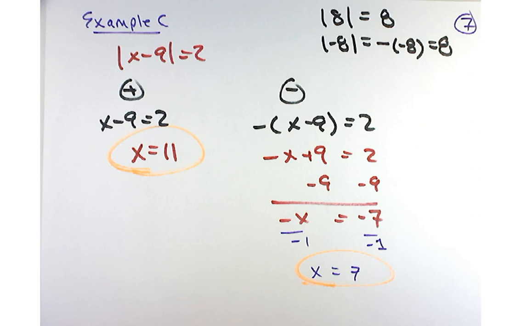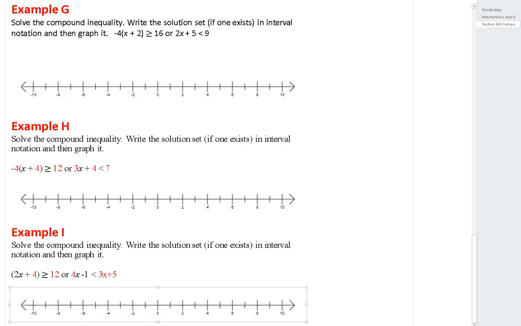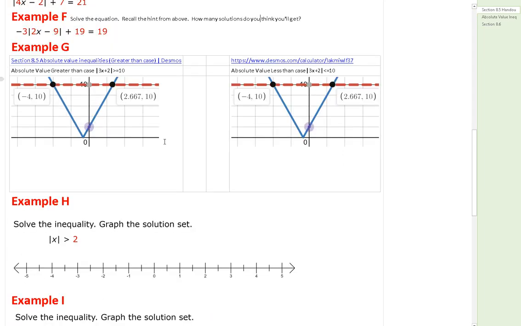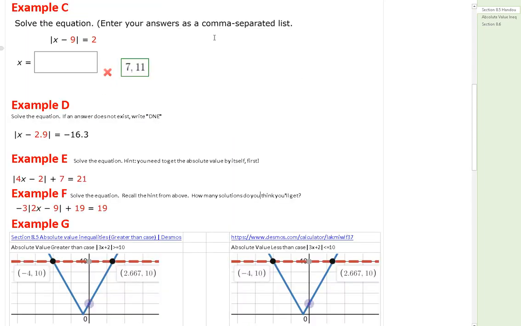Great. Let's try another one. Or maybe not. Let's see if we can't make some headway, maybe thinking about it. So example D. Absolute value of x minus 2.9 equals negative 16.3.